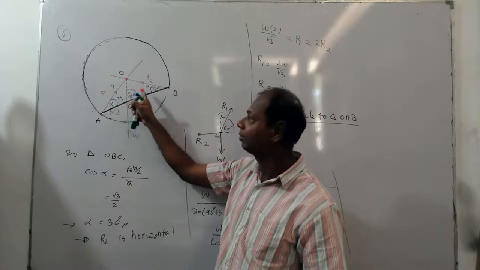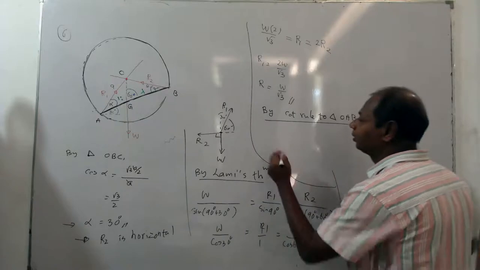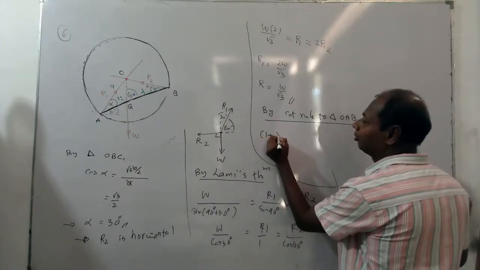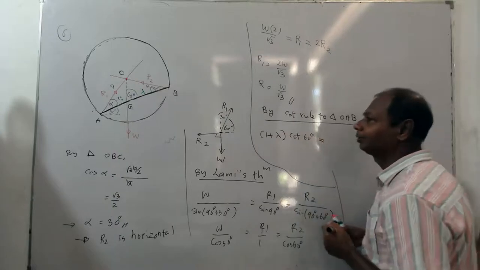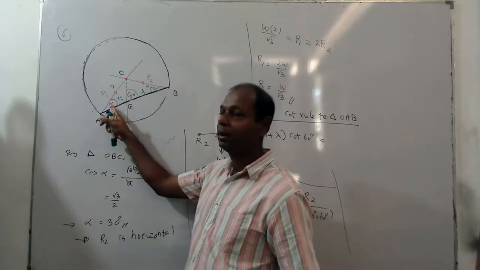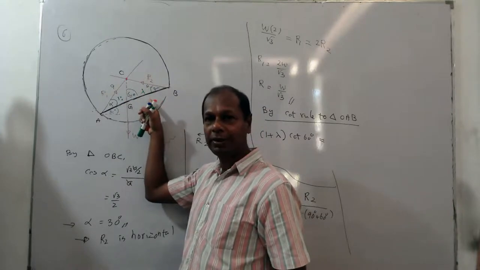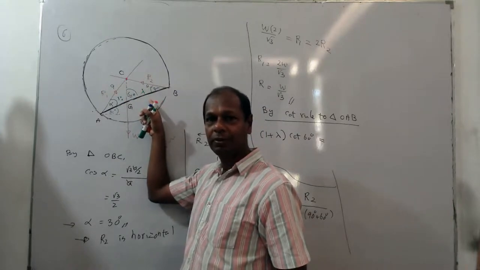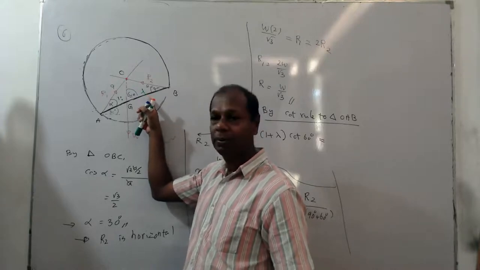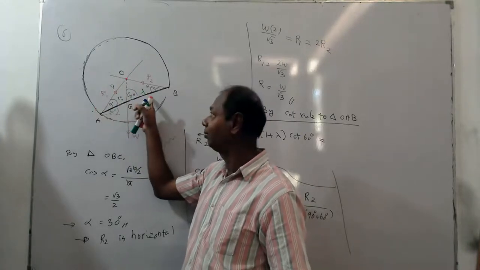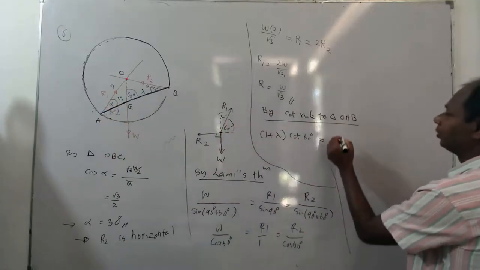So that will be (1 plus lambda) cot 60. If you apply it with the bottom angles, you start from the side of the angle theta, the ratio close to the angle. So put lambda into cot of the other side angle, lambda cot alpha.